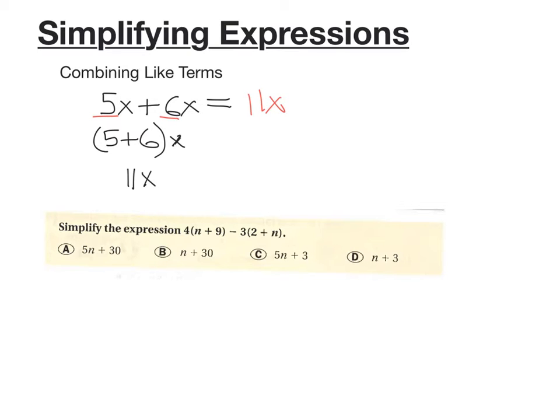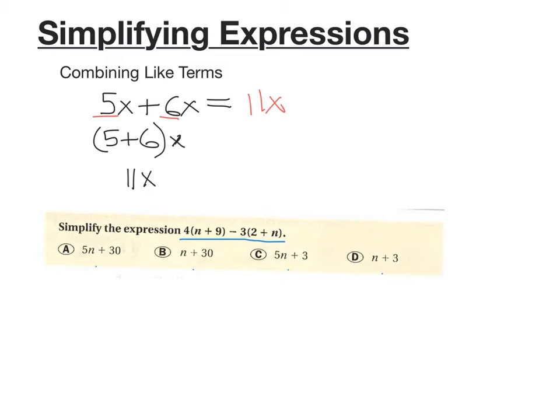Let's take a look at a multiple choice example. So we have this complicated expression right here, 4 times (n plus 9) minus 3 times (2 plus n). And it's going to simplify into one of these very simple short-looking expressions. So we're going to use the distributive property, and we're going to combine like terms here to shorten it into one of these simplified versions.